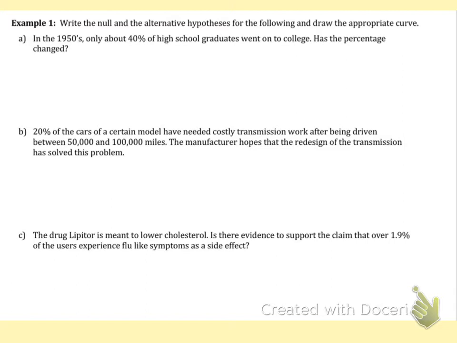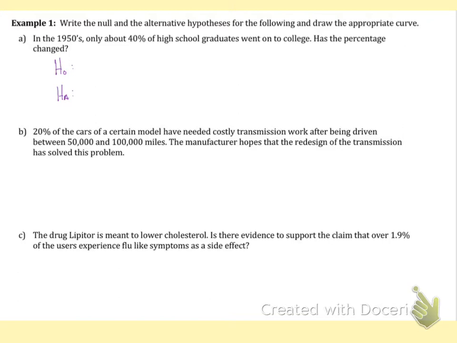In example 1 here, we're just going to practice writing hypotheses. Every example here is with regards to proportions, so these are all going to work with P. When we write hypothesis tests, we have a null hypothesis and an alternative hypothesis. The null hypothesis we write as H sub 0, and the alternative hypothesis we write as H sub A.